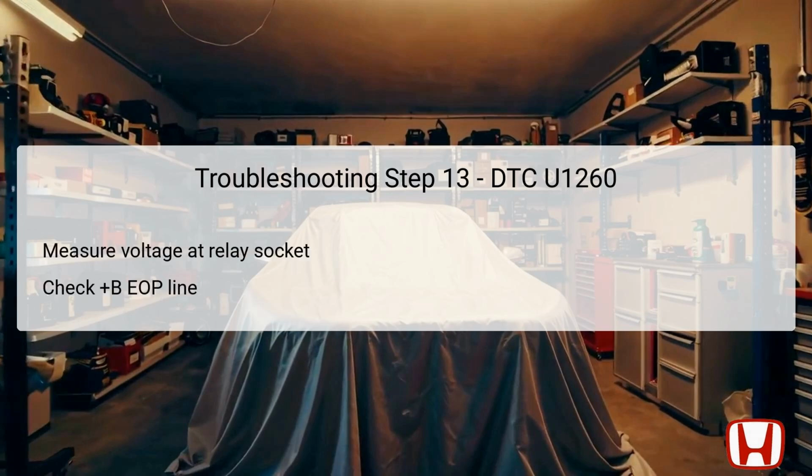Step 13 demands the technician to measure voltage at the auxiliary transmission fluid pump relay 4P socket while keeping it disconnected. The goal is to compare voltage levels at the designated test points concerning body ground. This assessment ensures that the +B EOP electronic oil pump wire is functioning correctly.